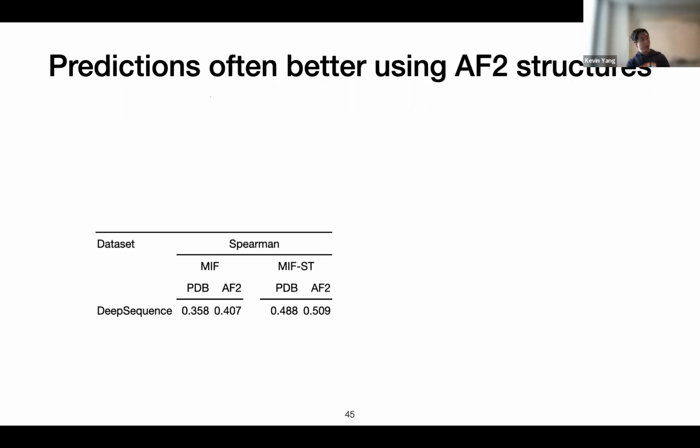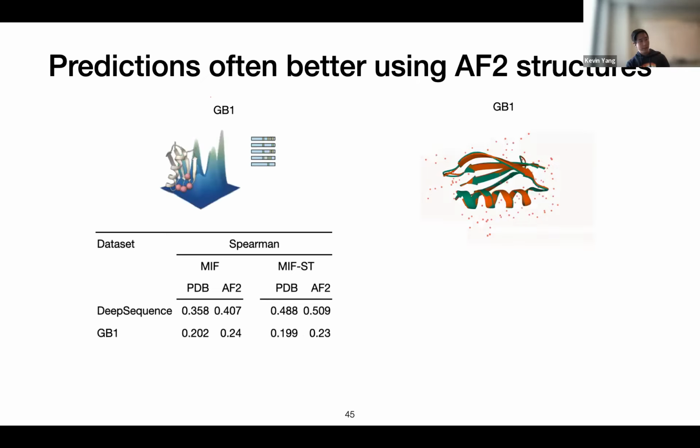So here comparing the two models and then the data sets using PDB or AlphaFold 2. So on deep sequence, for both MIF and MIF-ST, we do a lot better using AlphaFold 2 structures than using the native PDB structures for each system. It's unclear to me why this is. We also do this for GB1. It's that same 160,000 mutant theoretical library. Objectively, these are all pretty bad, but we do get better correlations using the AlphaFold 2 structure.